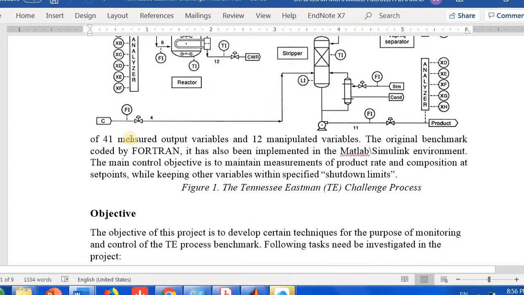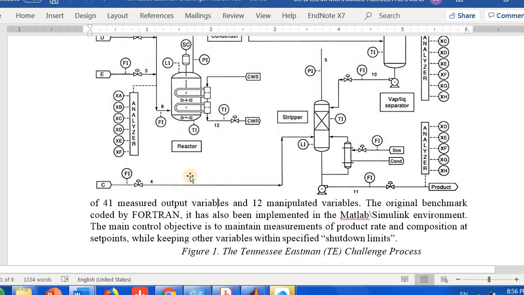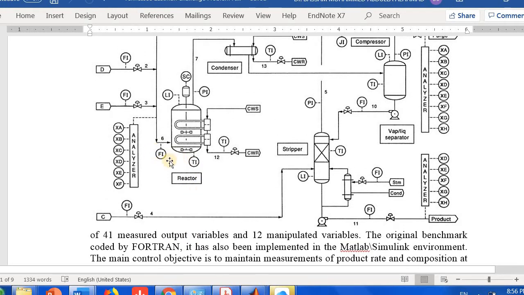So there are a total of 41 measured output variables. What do we mean by that? I'm measuring the flow rate. I'm measuring the temperature of the reactor. I'm measuring the level inside the reactor. I'm measuring the pressure inside the reactor.